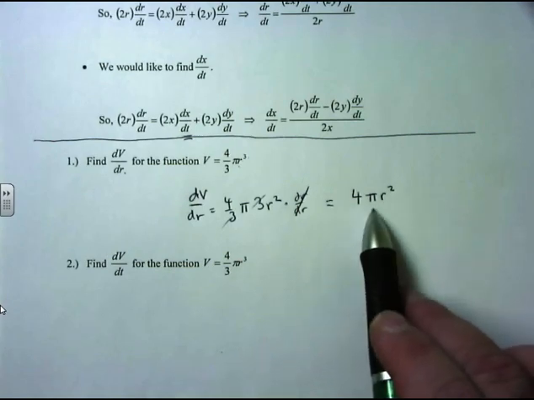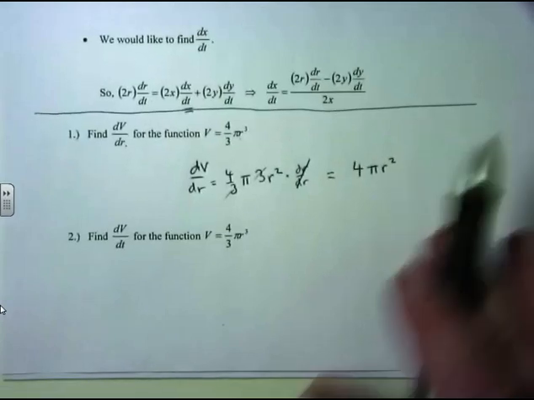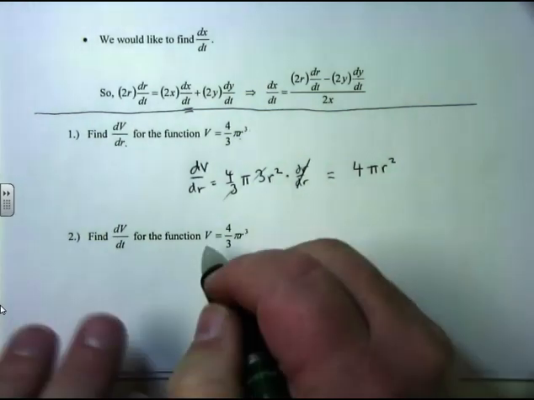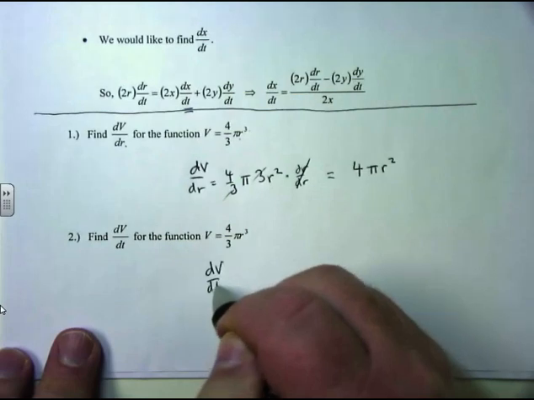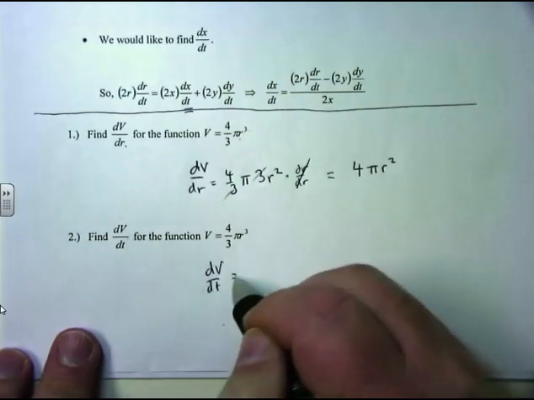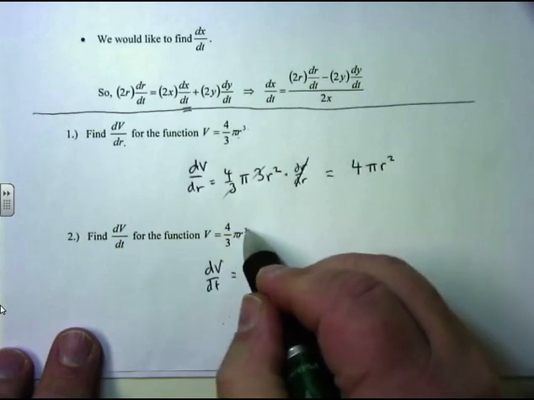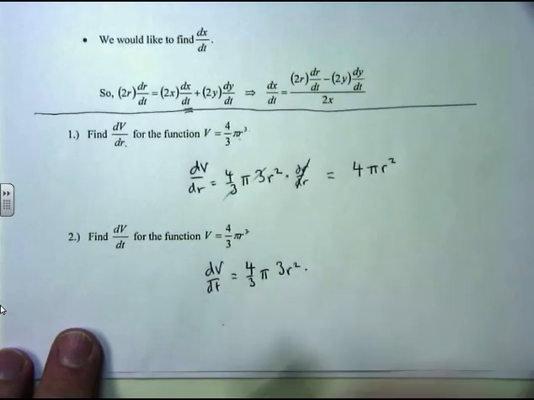But compare this, where we're taking the derivative with respect to r, versus this. Now I want you to find dv dt. Take the derivative of volume with respect to time of the function volume equals 4/3 pi r cubed. Well, here we go. So I'm going to take the derivative, but now the derivative of v would be dv dt because we're taking the derivative with respect to time, equals, again, 4/3 pi is a constant. But now what's the derivative of r cubed? Well, the derivative of r cubed would be 3r squared, but then times the derivative of the inside.